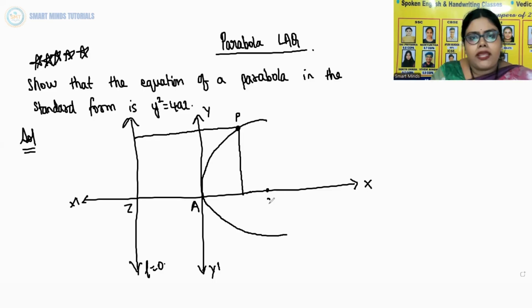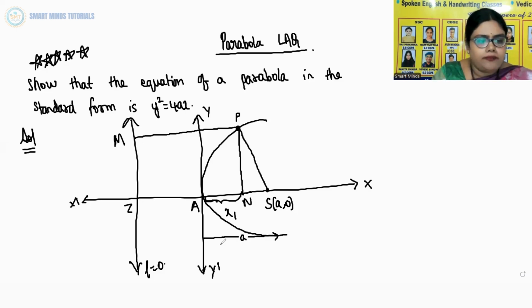And this is a point S. S is focus. Always focus is denoted by S in parabola. And for standard form, focus is A comma 0. Now we join this point and focus also. And if you see, this distance is x1. This is n. This is m. And this distance is x1. Okay. And from A to S, it is small a. Distance of A and S is small a. And Z and A is also small a.